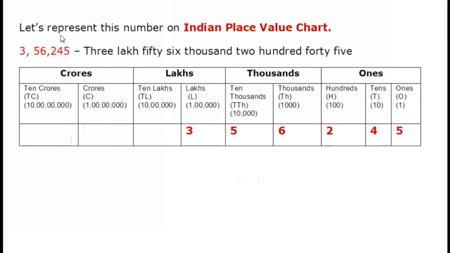Let's have one example. It is written that 3,56,245, and we have to represent this number in the place value chart. So how have we done it? We have written 5 in the ones column, 4 in the tens column, 2 in the hundreds column, 6 in the thousands column, 5 in the 10,000s column, and last, 3 we have written in the lakhs column. So in this way we can represent a given number in the place value chart.